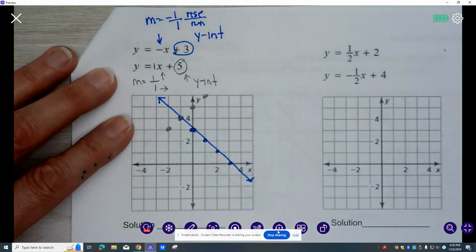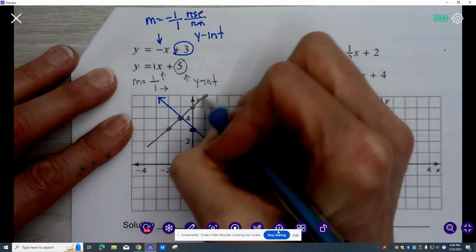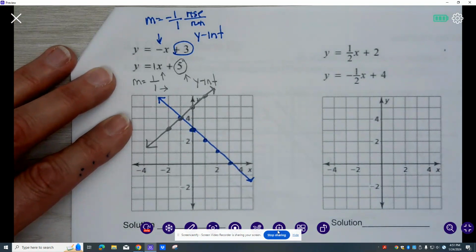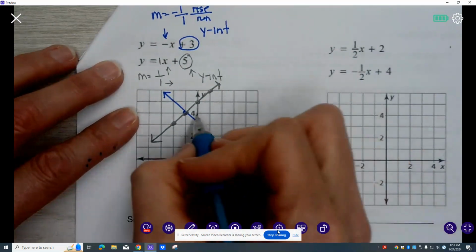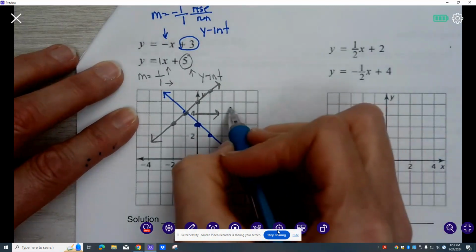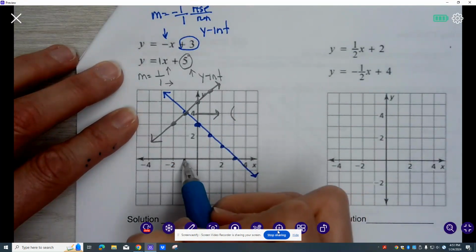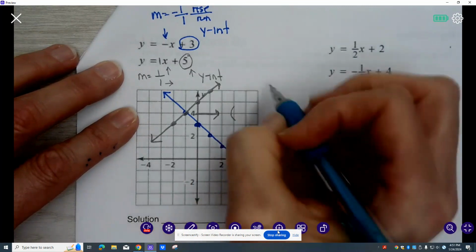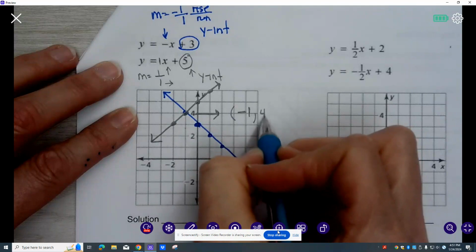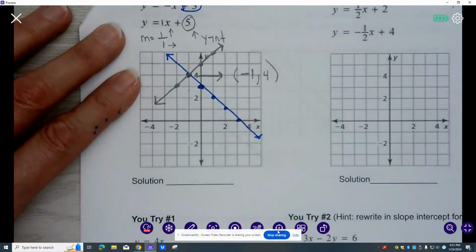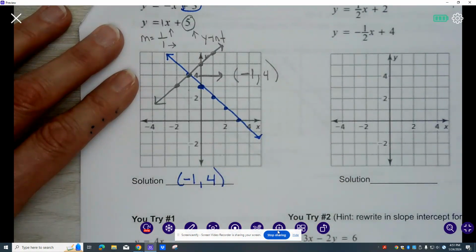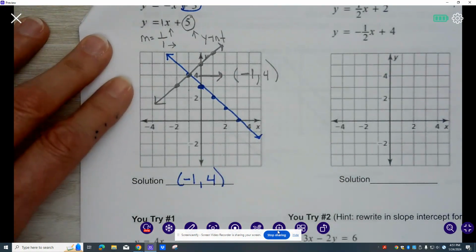Okay, I don't really need to do much more because I can already see where those lines are going to cross. Right there is the solution. That coordinate point is where the two lines intersect. So that is over -1 and up 1, 2, 3, 4. So down here where it says what is your solution, -1, 4. Okay, let's try another one.